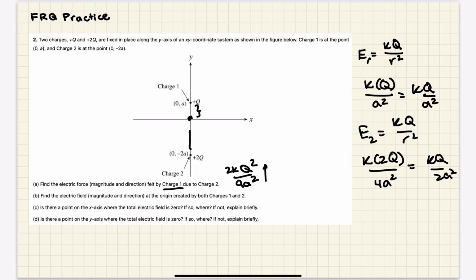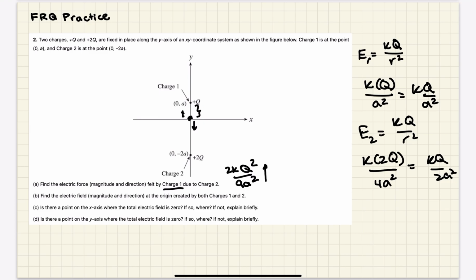And now, what directions are the electric fields? If we put a positive test charge here, it's going to be repelled away. And if we put a positive test charge here, it's going to be repelled away from this as well. And so if you see, this has a bigger denominator, which means it's a smaller electric field. And so the net electric field will be downwards.